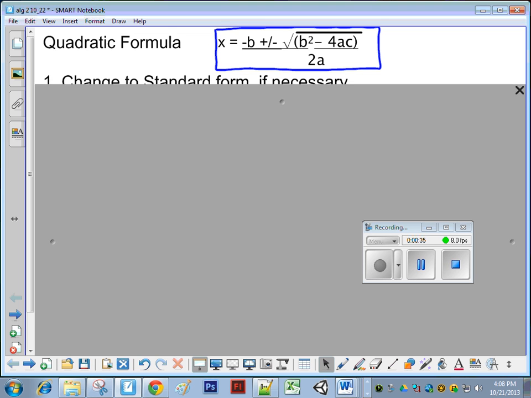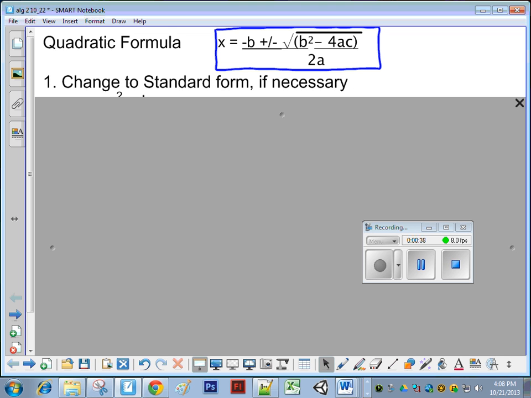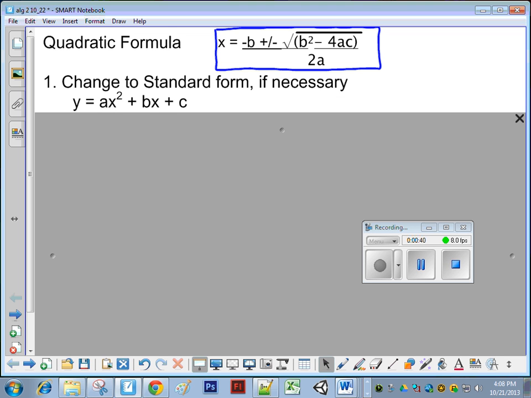All right, so first thing you want to do, make sure it's in standard form, if necessary. If it's not already equal to 0, oh, I forgot that. I need to make sure it looks like equals 0. We don't really need a y equals on this because this is just going to be a quadratic equation, not a quadratic function. And we're trying to solve for the zeros.